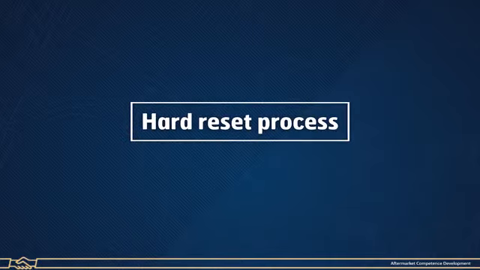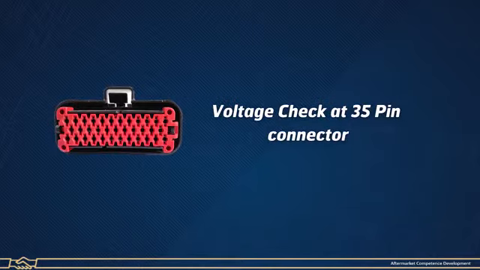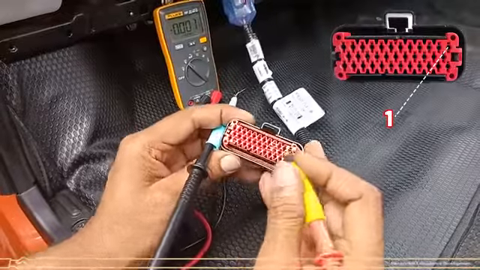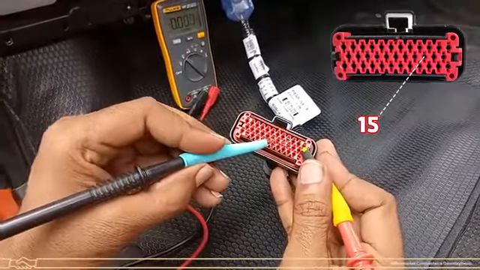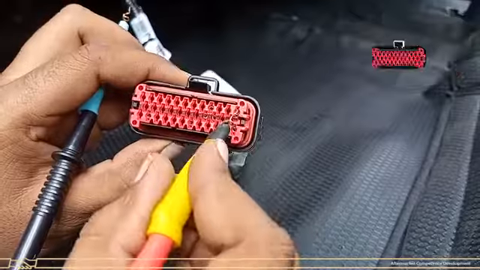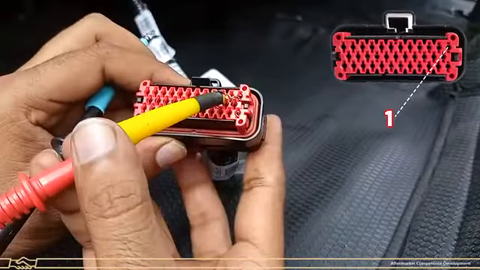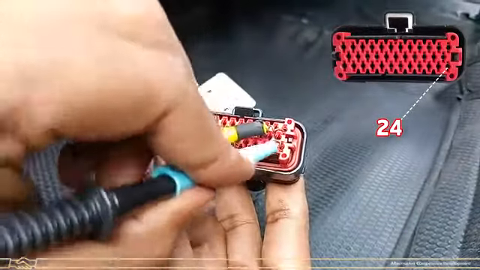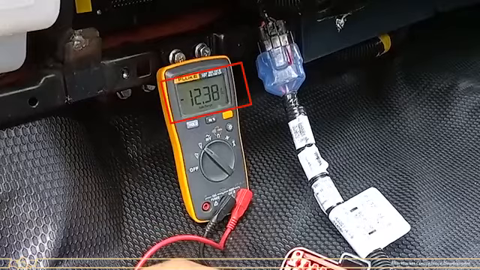Hard reset process. Voltage check at 35-pin connector. Check voltage between pin 1 and pin 15. It should be 12 volts. Check voltage between pin 1 and pin 24. It should be 12 volts.